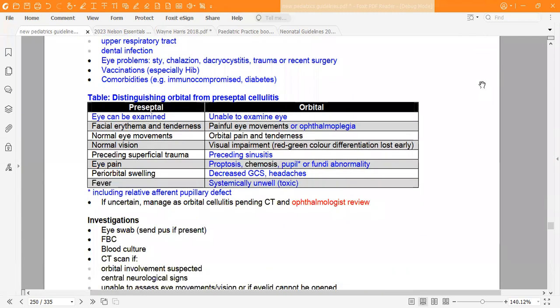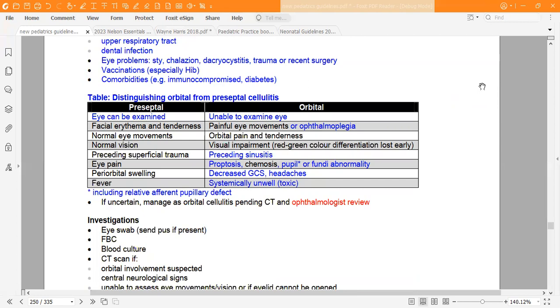This table is showing how to distinguish between orbital and preseptal cellulitis. So we have two types, orbital cellulitis and preseptal cellulitis. So what are the differences in here? Let's take it one by one. In preseptal, the eye can be examined. In orbital, unable to examine the eye.